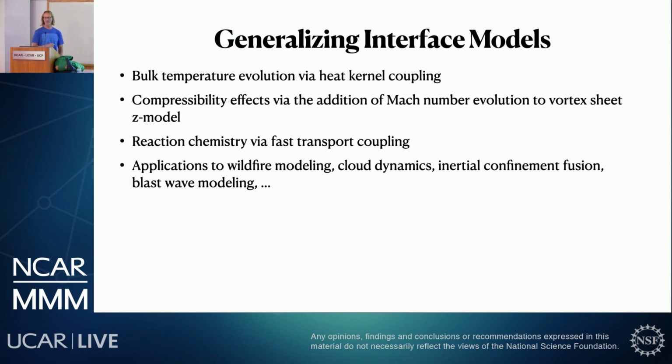You can study the compressibility effects on a vortex sheet by adding a special Mach number variable that describes how compression is changing the shape of the mushroom, if you will. You can add reaction chemistry via fast transport coupling. And our goal, in some sense, why we wanted to have this conversation today, is that we're hoping this can be very useful in applications like wildfire modeling, cloud dynamics, and a host of other things that people at Los Alamos are interested in.